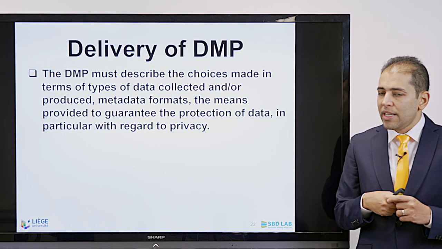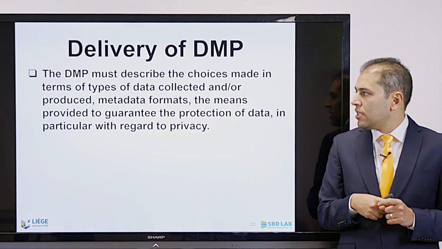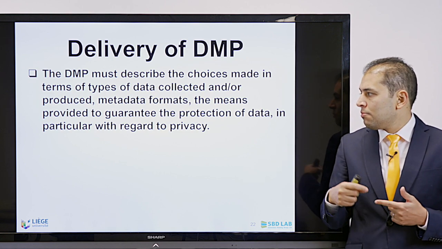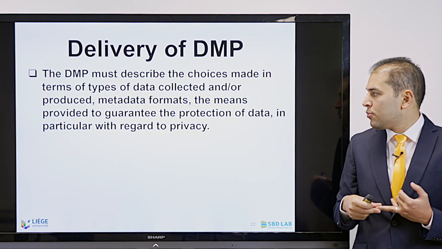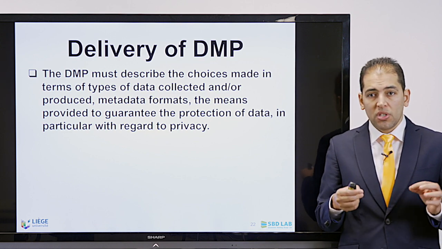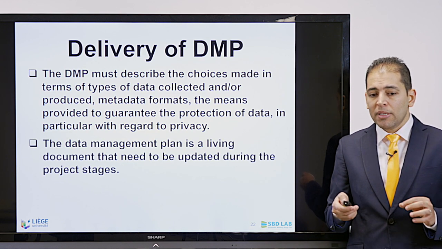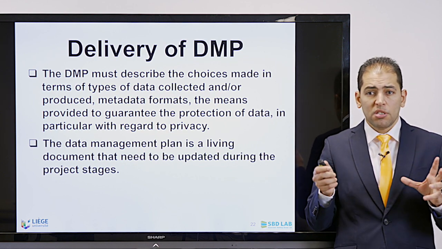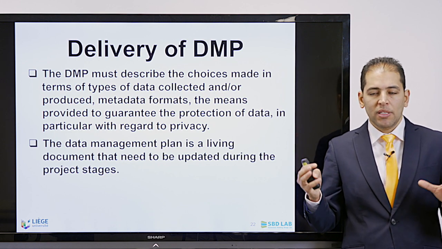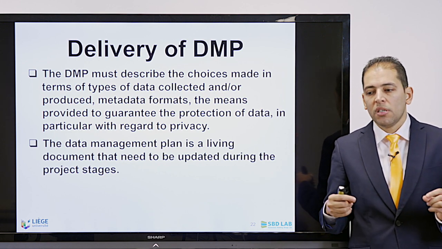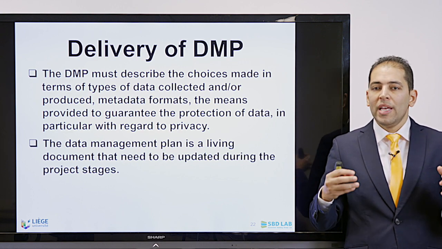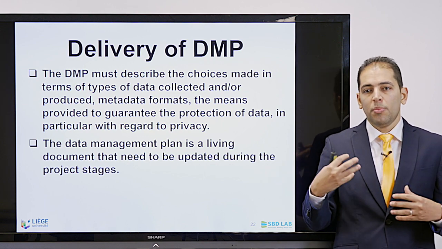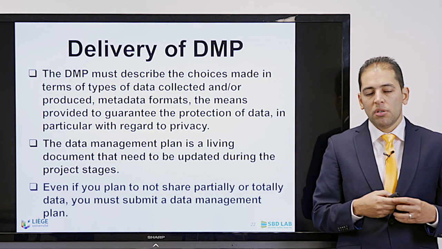Also, you need to look at the second step, which is the delivery of your data management plan. And here you must describe the choices made in terms of types of data collected or produced, metadata formats, the means provided to guarantee the protection of the data, in particular with regard to privacy. And the data management plan is a living document that needs to be updated during the project stages. This is very important. It's not only the data management plan that will be submitted during the proposal writing stage or early in the beginning of the project. It's a living document, meaning that during the project you need to update it and you have to report to the funders on your updates and your improvements.